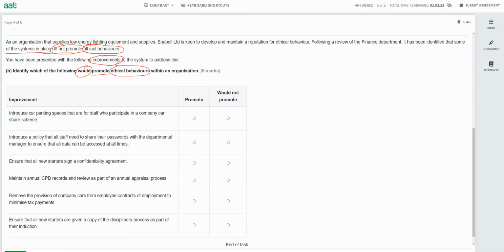So let's look at that few improvement. If we do that, so for example, if we change the system from this to this, will it help to promote ethical behavior or will it not help? So we're looking at all these improvements or the new system.